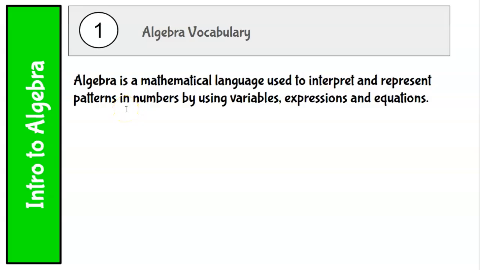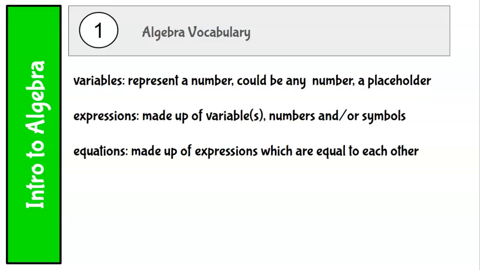You know 2 times 4. You know 5 plus 6. You know what happens when you repeat adding 6 over and over and over again. That's like multiplication. You know these patterns in numbers. We're going to represent them using variables, expressions, and equations. Let's briefly talk about what variables, expressions, and equations are.